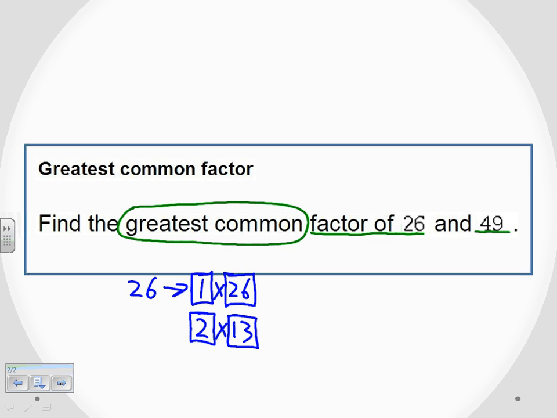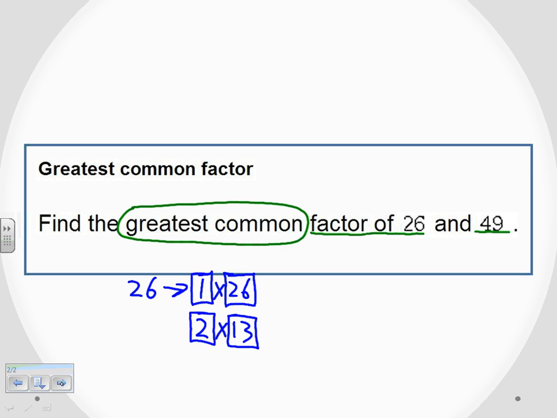Keep going. 5, nope, no whole number gives me 26. Keep going. 6, no, 7. Actually, none of them are going to work until the next one in my sequence, which is going to be 13, but I've already got 13 and 2 written for my factors. So I have currently on the board written all of the factors of 26.